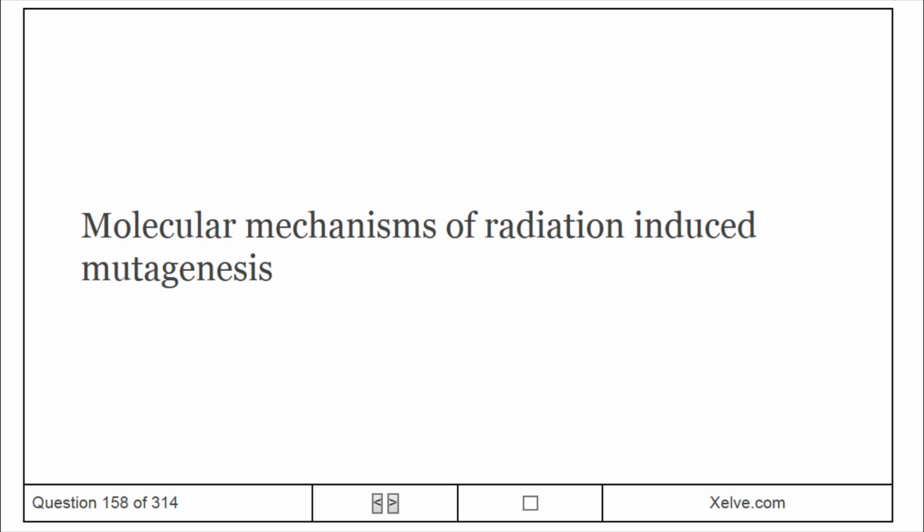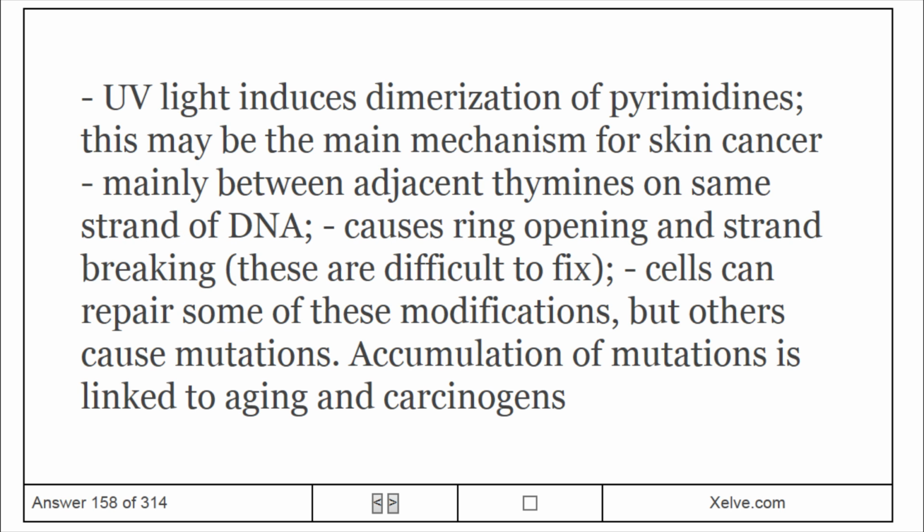Molecular mechanisms of radiation-induced mutagenesis. UV light induces dimerization of pyrimidines. This may be the main mechanism for skin cancer, mainly between adjacent thymines on the same strand of DNA, causing ring opening and strand breaking. Cells can repair some of these modifications, but others cause mutations. Accumulation of mutations is linked to aging and carcinogens.